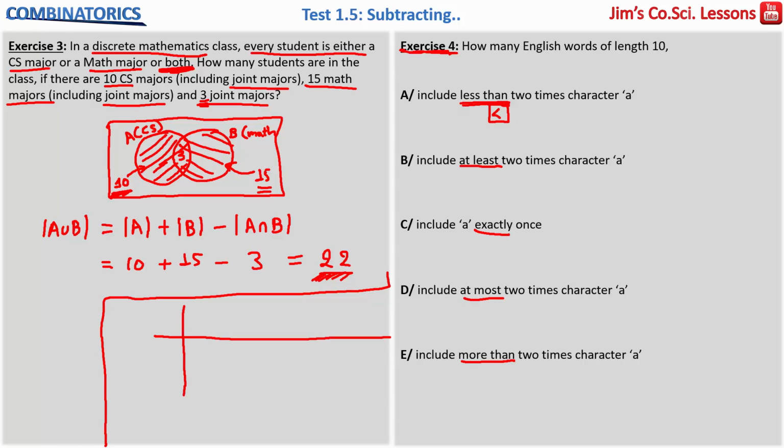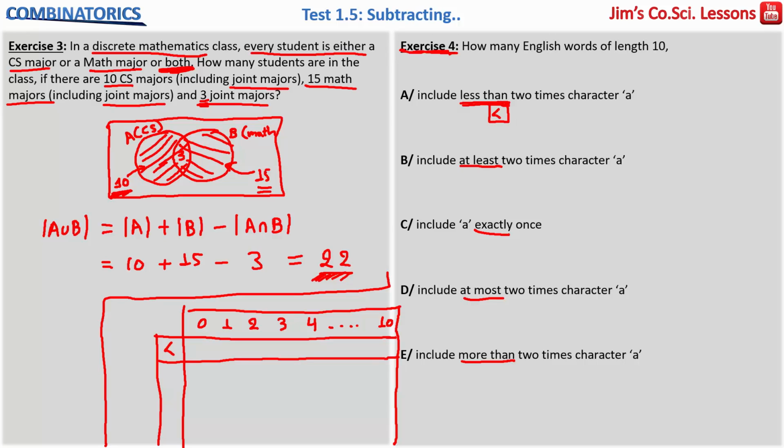Let me make here a small matrix to explain this a little better. So here is our first symbol, is less than, and here are the natural numbers, the numbers that are greater than or equal to 0, and it goes up to 10 in this exercise. These are the available options that I have, and here he says to me less than 2. So less than 2 excludes 2, so the available options are 0 and 1. And also 1 is allowed. I can't have A 2 times, 3 times, 4 times, or 10 times.